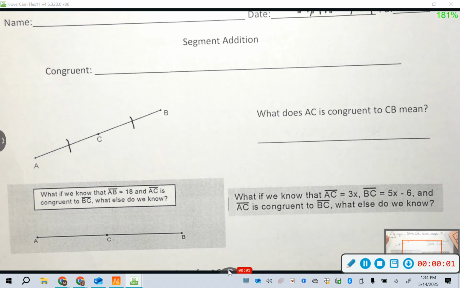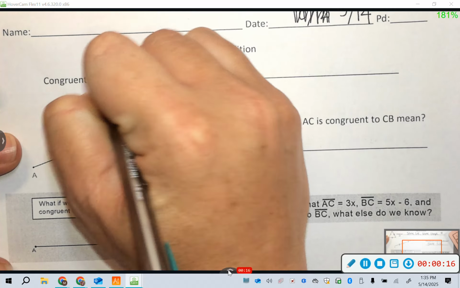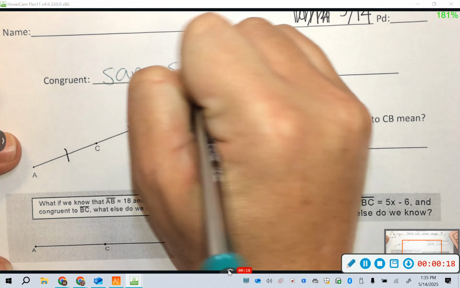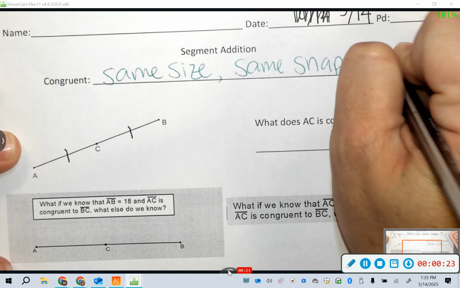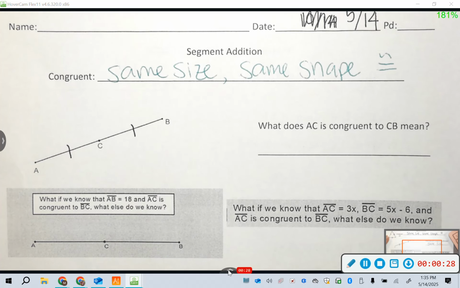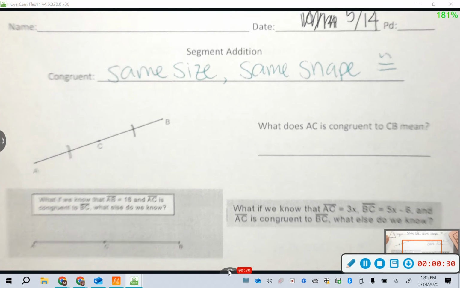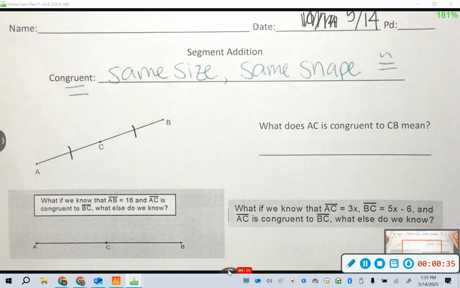We're doing segment addition. Segment addition is the exact same thing as angle addition. It's just a different shape. Honestly, y'all, if you understood what we've been doing, this is the exact same thing and you shouldn't be confused. Yes? Okay, so knowing that, congruent is same size, same shape, and you will see this symbol, the equal sign with the squiggle on top. Now, when you see congruent for my class, I want you to realize you're pretty much just going to put an equal sign in the middle. Okay, it's equal.